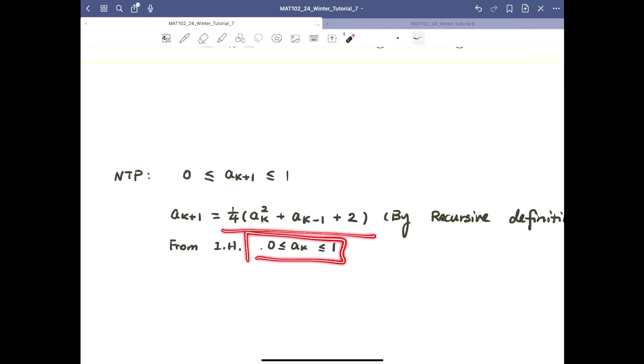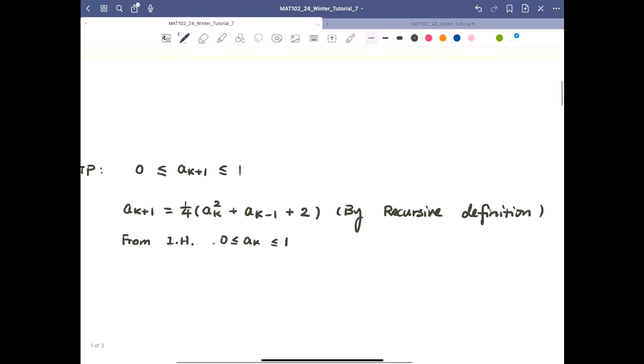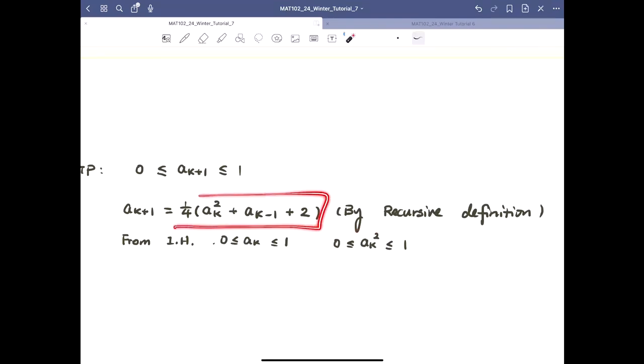Okay, so observe this. With this, I know that maybe I can square it, right? Because they're positive, I can square all three sides and get the same thing. So squaring them, I get 0 is less or equal to a(k) squared, which is less or equal to 1. But is this enough? Do you think this is enough for me to get this whole expression in between 0 and 1? Not really, right? So what else do I need?